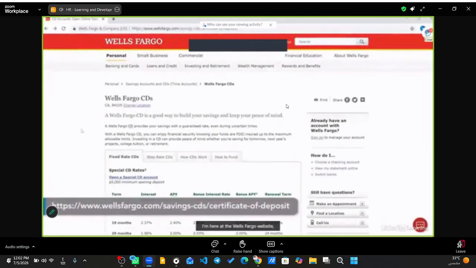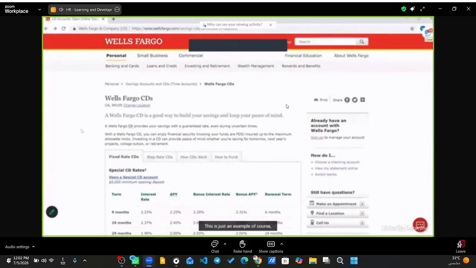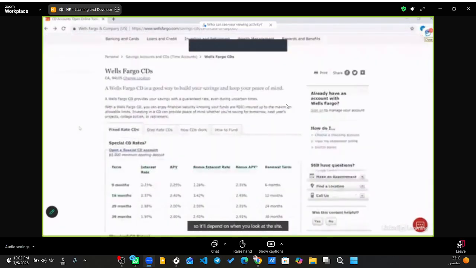Now, let's take a look at an example in the real world of some CDs. I'm here at the Wells Fargo website, a bank that you may be familiar with. They're a large national bank. This is just an example, of course, but this is a listing of all of Wells Fargo's CDs. Oftentimes, CD rates will vary by location, so these rates, even for Wells Fargo, may be different depending on where you are, and of course, the rates are going to change over time, so it'll depend on when you look at the site. But what this shows is that Wells Fargo has a variety of different types of CDs.